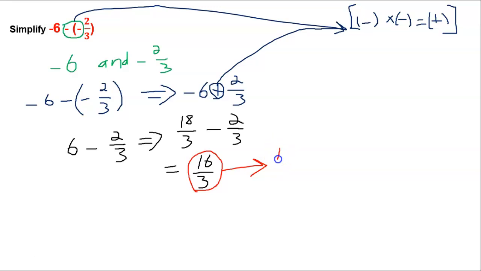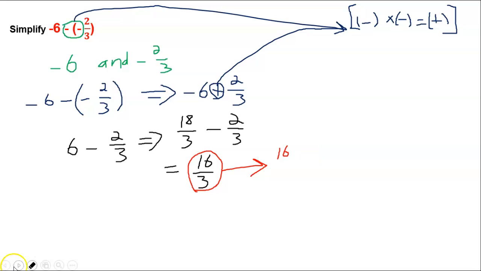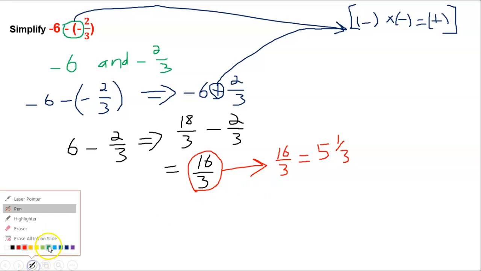So 16 over 3 is equal to 3 into 16. How many times can 3 go into 16? 3 into 16 is 5, remainder 1. So I get 5 and 1 over 3. Let me circle that.